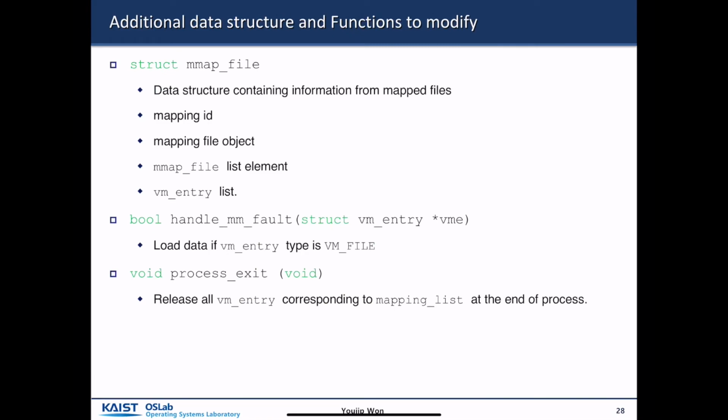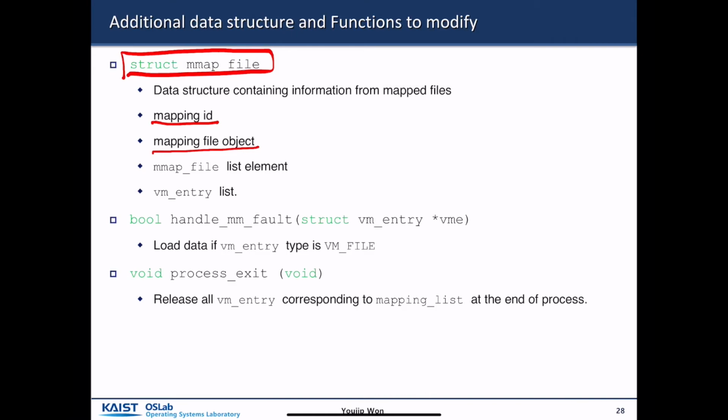These are the additional data structures for implementing mmap and additional functions to modify. The first one is struct mmap_file. This is a data structure containing information about the mapped files. It contains the mapping ID, a pointer to the mapped file object, the mmap file list element, and a VM entry list that is associated with a given mapping.